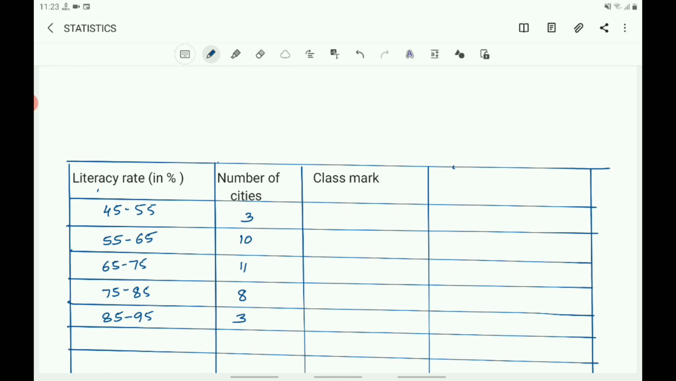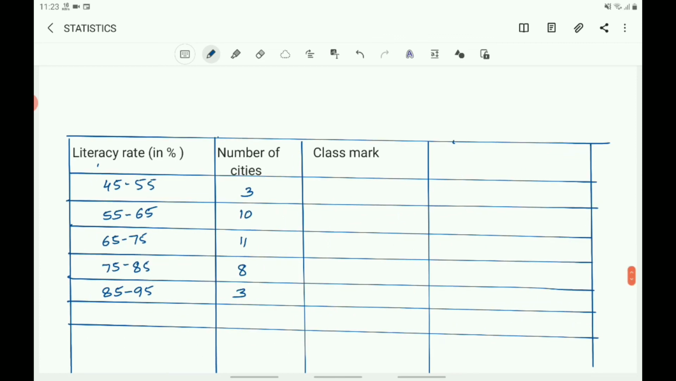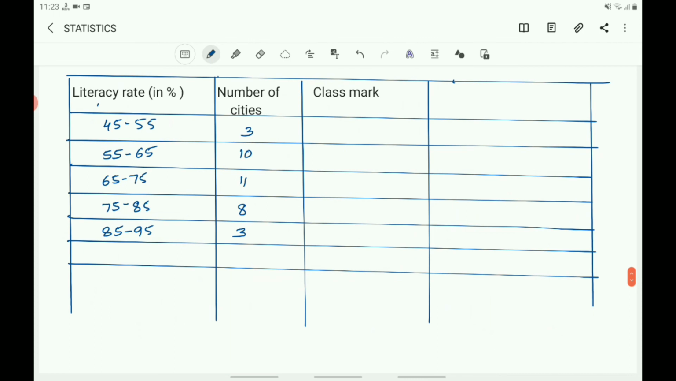Now we have to find the third column, that is class mark, which is the midpoint of the class, and here each class is having the same size. Class size is same. 45 to 55 is 10, 55 to 65 10, 65 to 75 10, 75 to 85 10, 85 to 95 10. So after getting the class mark of the first class, you can add 10 to get the class mark of the next classes, or otherwise for each class use the formula upper limit plus lower limit divided by 2.